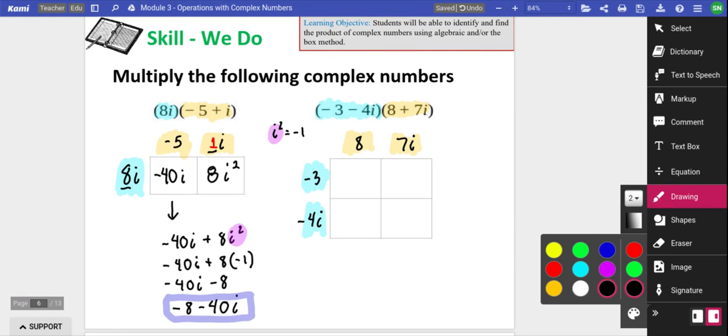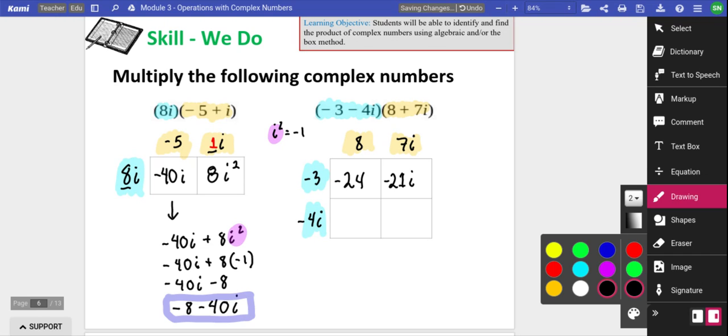Let's multiply. -3 times 8 is -24. -3 times 7 is -21. Oh, this is a -24. And since the -3 does not have an i, we bring down the i from the 7.